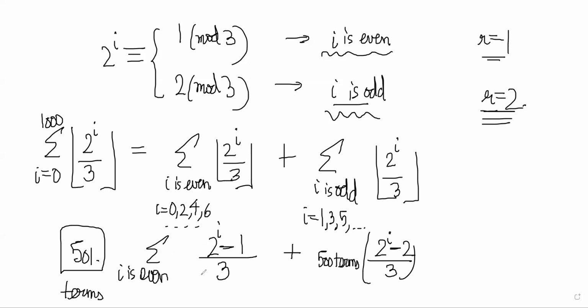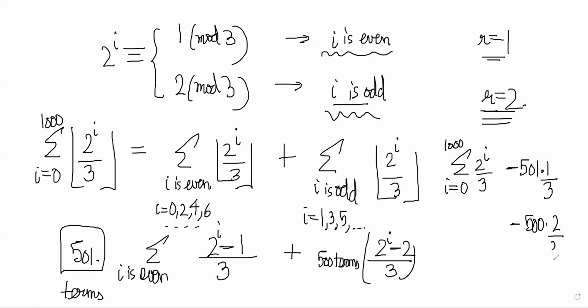So if you collect all the 2 power i by 3 and 2 power i by 3 from here, you will get basically the summation of 2 power i by 3 where i goes from 0 to 1000. And what is the subtraction? There is minus 501 times 1 by 3 minus 500 times 2 by 3, right? And now you can just do this summation and get the answer.